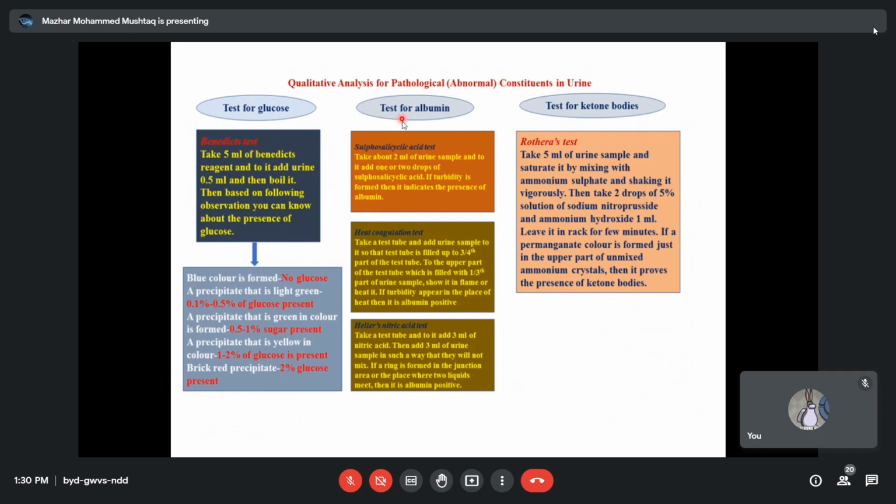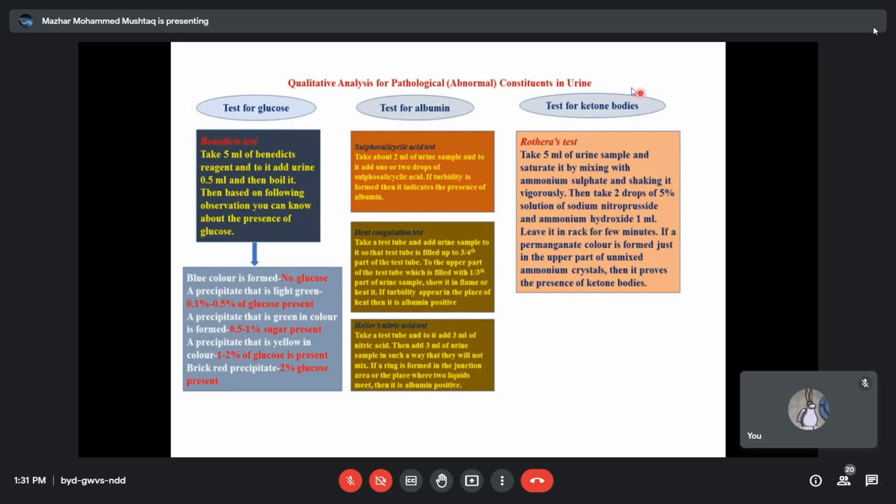Now, for albumin, for example, you can do a sulfosalicylic acid test, heat coagulation test, Haller's nitric acid test. So all these are 3 different tests which can be used for the detection of albumin, or they were used. Nowadays, they are not used, except in remote areas you can do the heat coagulation test, but these are no longer used. There are now different ways to have a quick result for the presence of protein like albumin. So these are the 3 tests that were used previously for the detection of albumin.